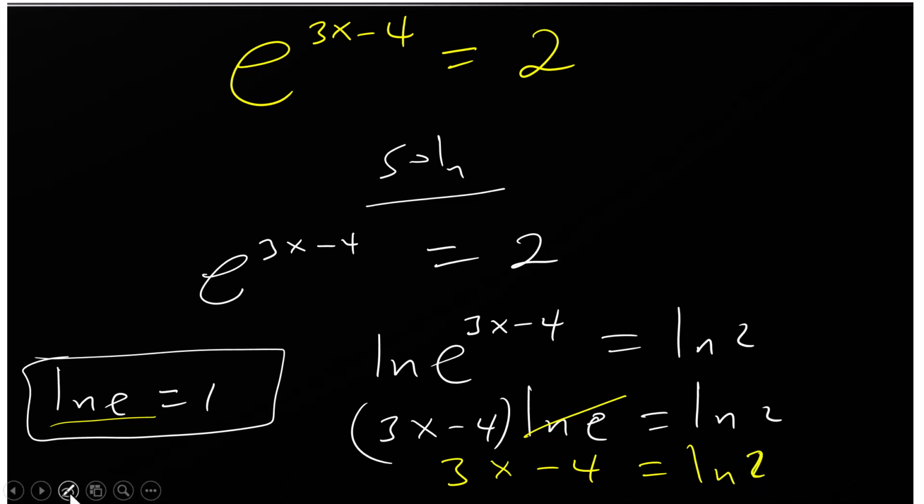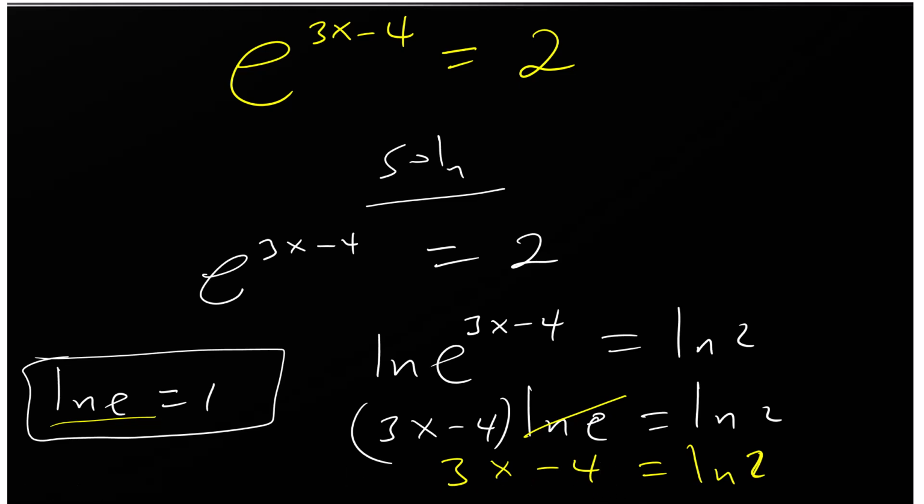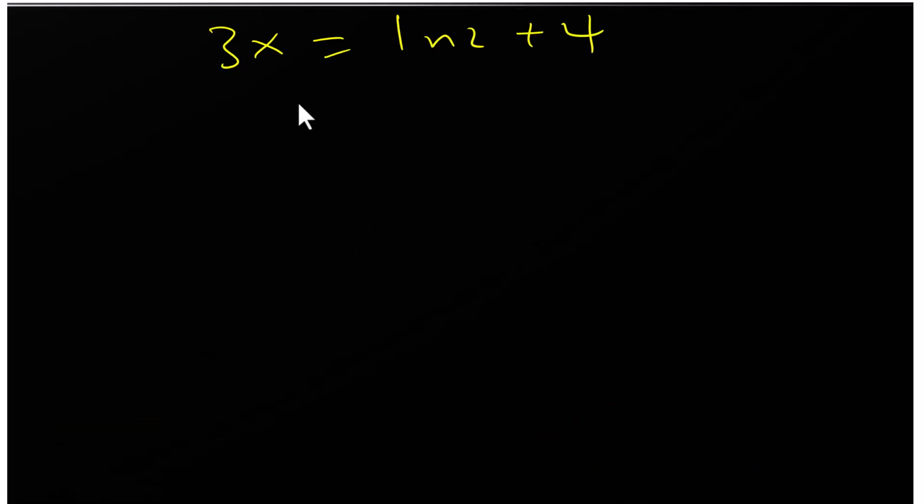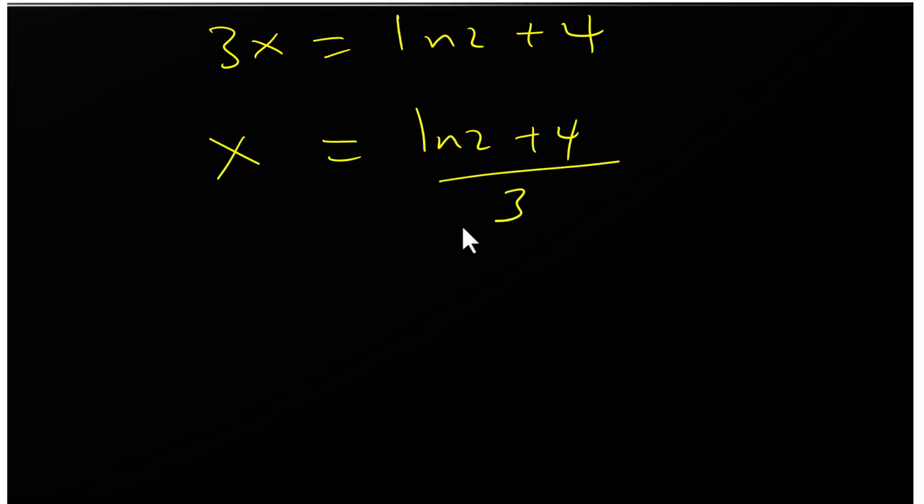So we have 3x, then we send the 4 to the other side. 3x equals ln of 2 plus 4. So the next step will be dividing both sides by 3. That will be ln of 2 plus 4 all over 3 as the answer. Okay.